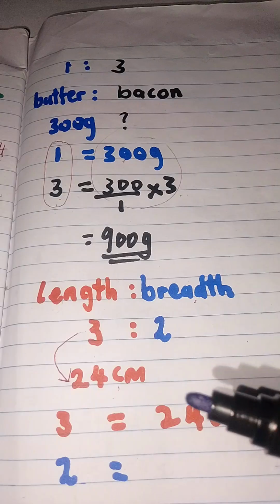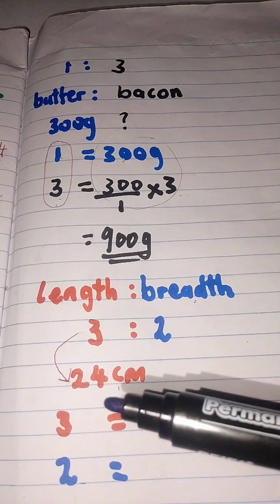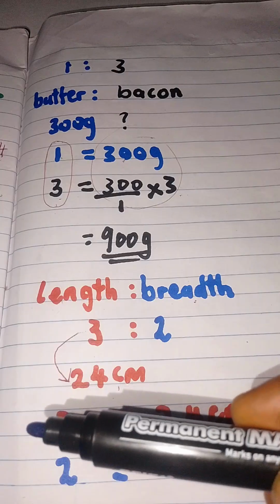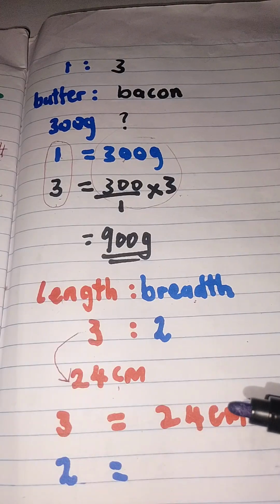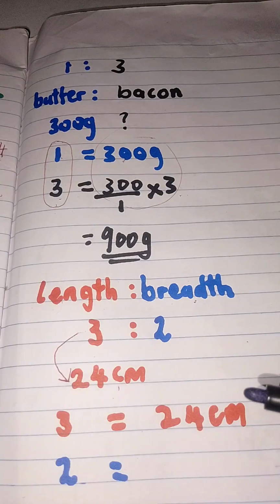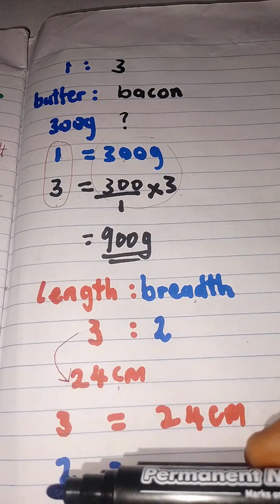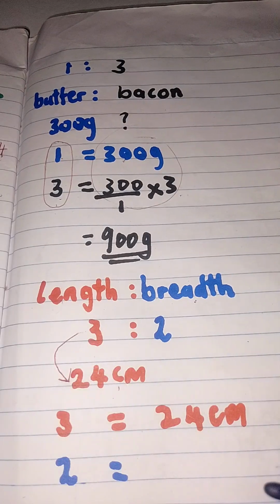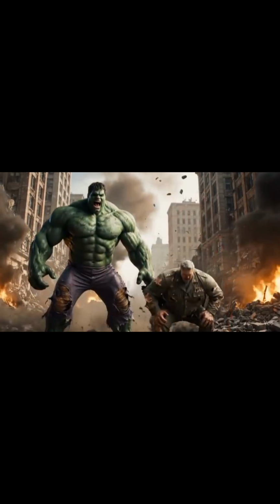If one value decreases, the other decreases. What do we mean? From ratio 3, it reduced to 2. So that means that from 24 centimeters, we're expecting a reduction. Since 3 reduced to 2, 24 must reduce to something. That's what happens in direct proportion. As this one reduces, the other one also reduces. But in inverse proportion, as this one reduces, the other one increases. In inverse proportion, one increases, the other decreases.